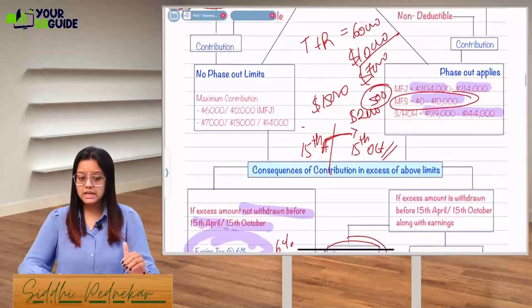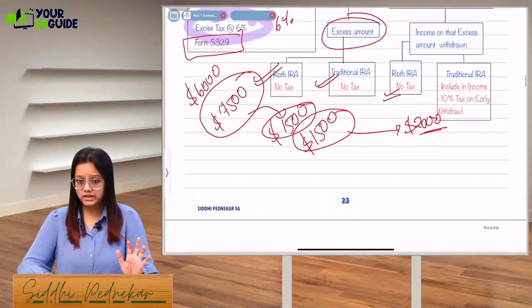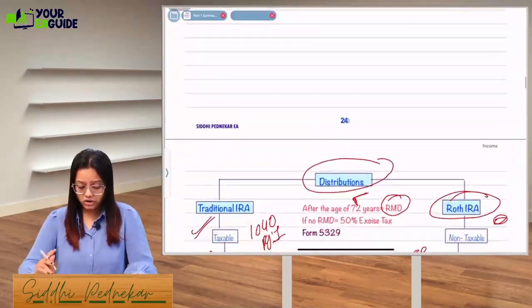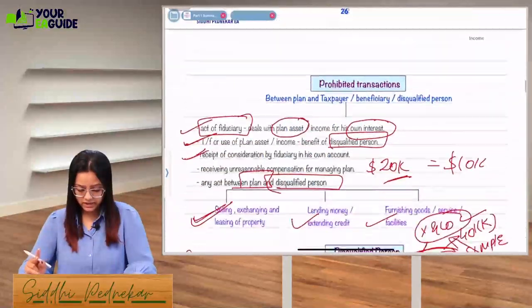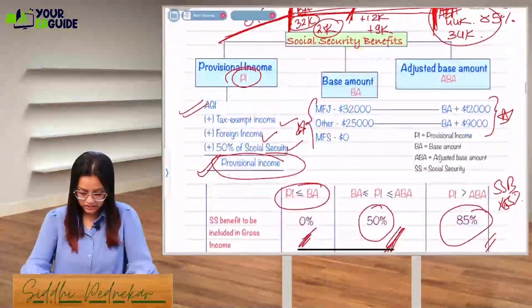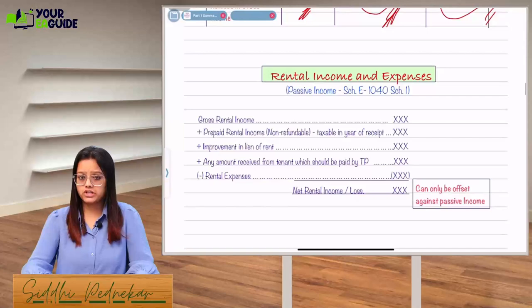dividend is clear. IRA we have already done yesterday. Now only two small topics are left. I'll take it quickly. Social security is also done.